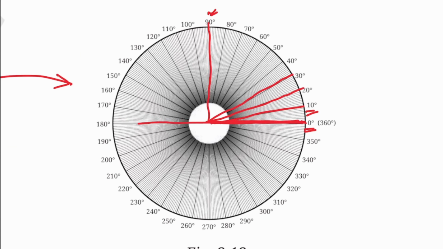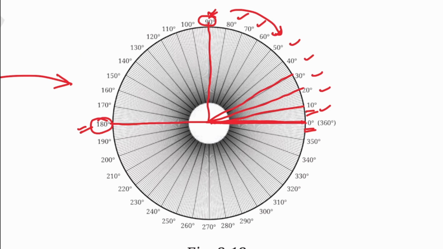Similarly, a straight angle like this, that is 180 degree. Right angle means 90 degree. A straight angle means 180 degree. Angles less than 90 degree are called acute angles. That means 0, 10, 20, 30, 40, 50, 60, 70, 80 are acute angles.